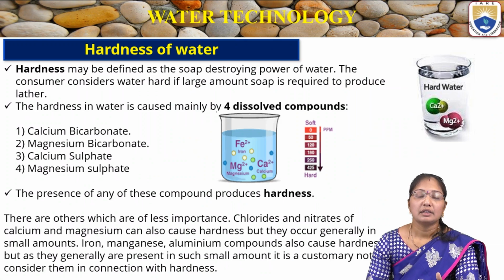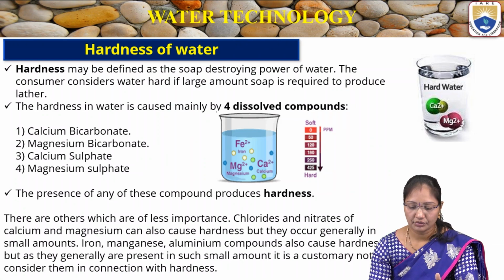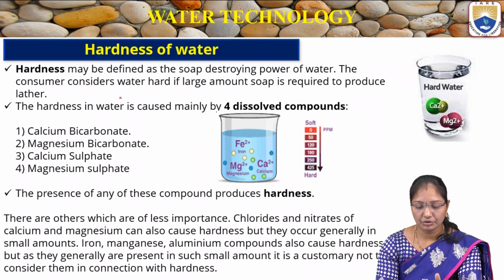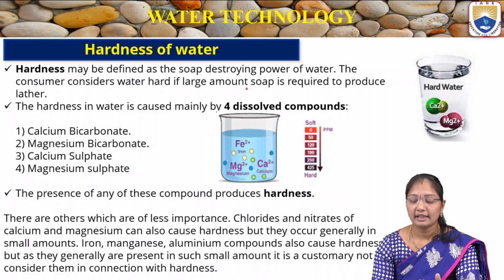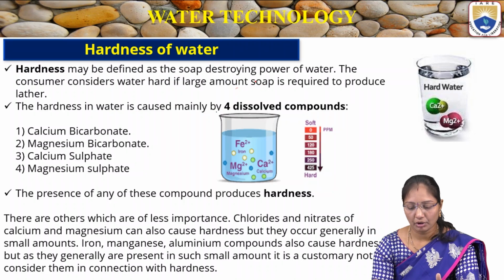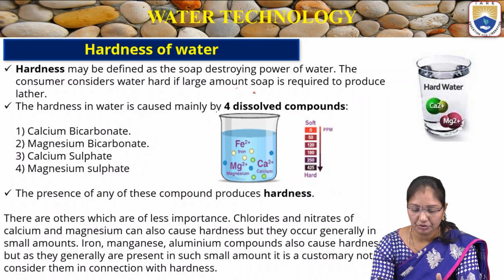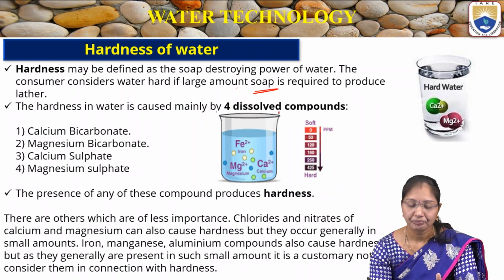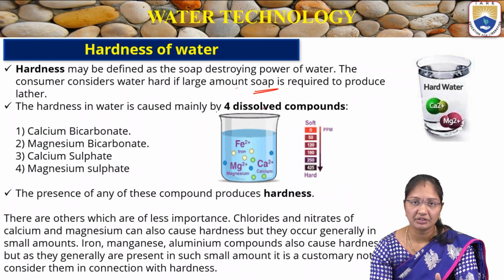So the hardness. The hardness of water is defined as the soap destroying power of water, or soap carrying capacity of water. The consumer considers water hard if a large amount of soap is required to produce lather. So how will they test? They will test with soap. Quantification can be done with the titration method, or a simple method can find out whether the water is hard or not.